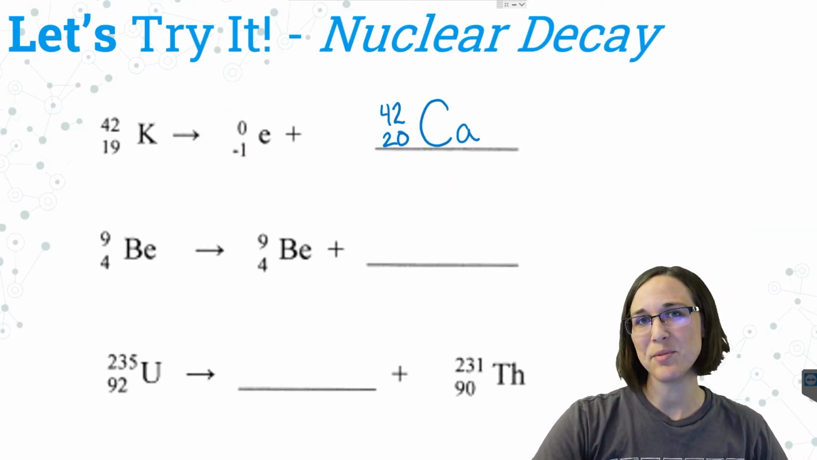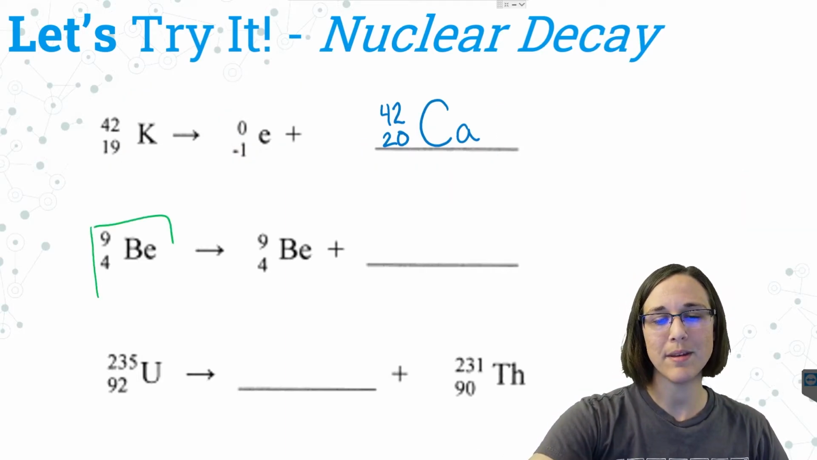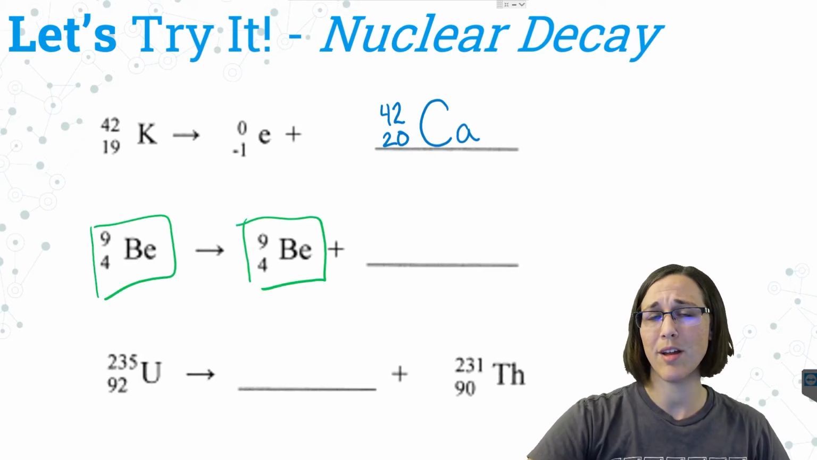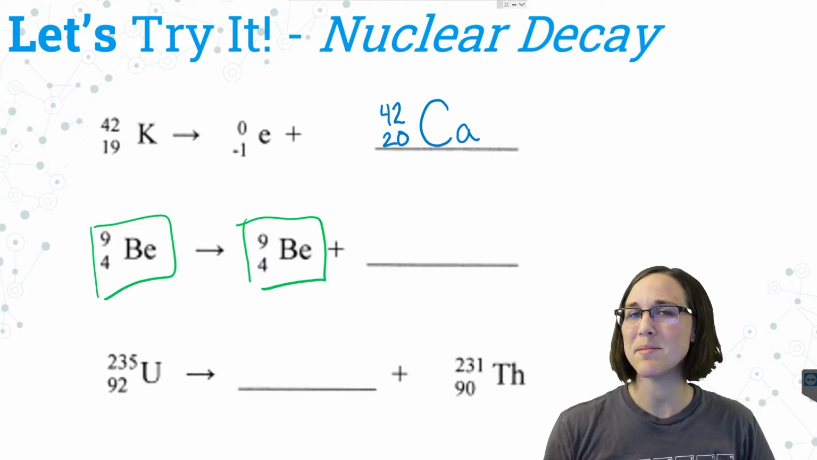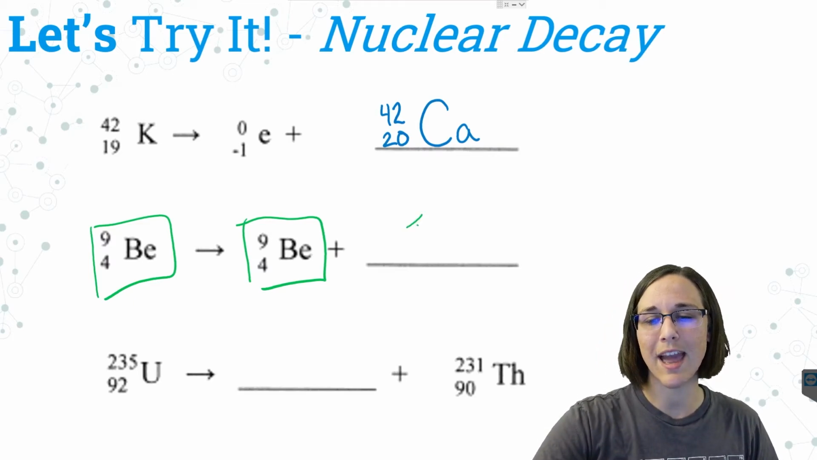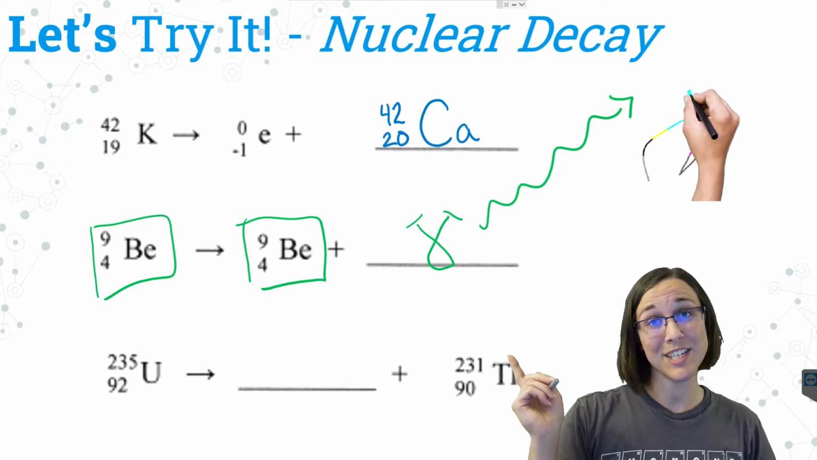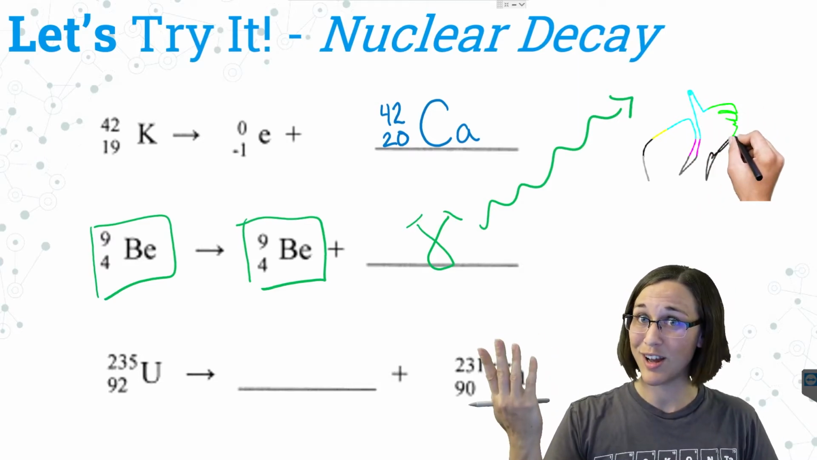How about that second one? When we compare our beryllium over here to our beryllium on the product side, we see nothing has changed. Therefore, the decay that's implied here must be our gamma. In other words, just high energy release, or high energy photons, if you will.